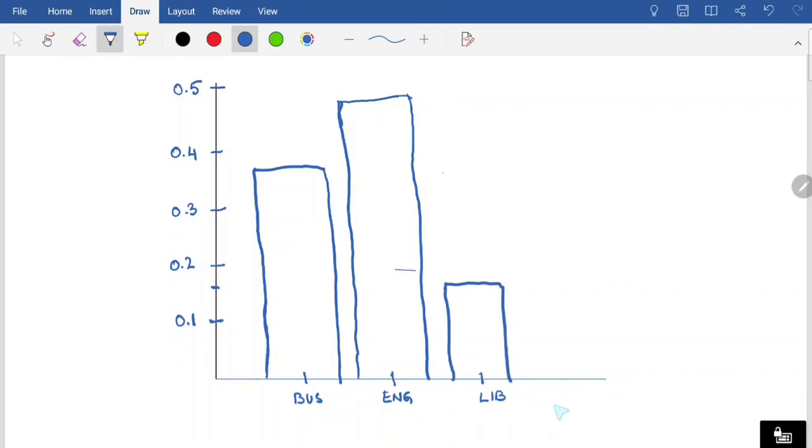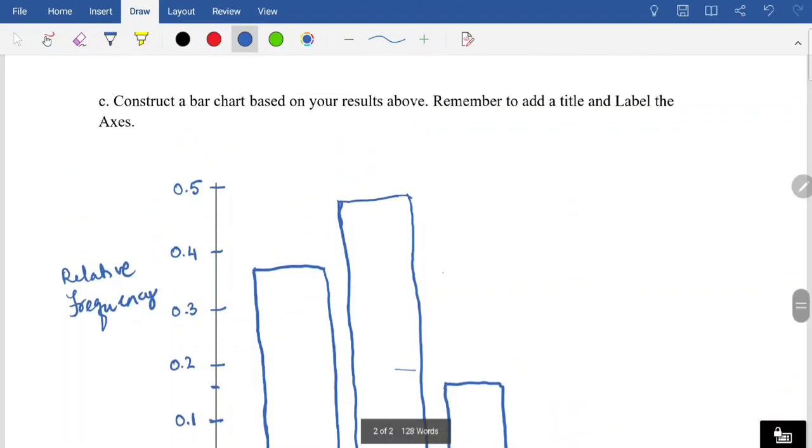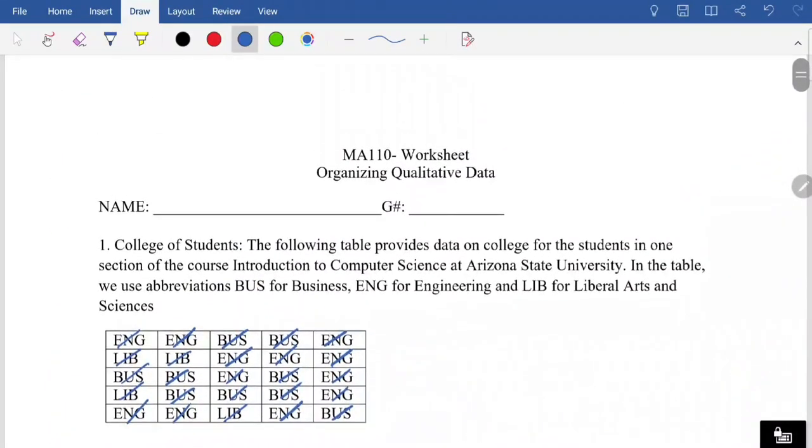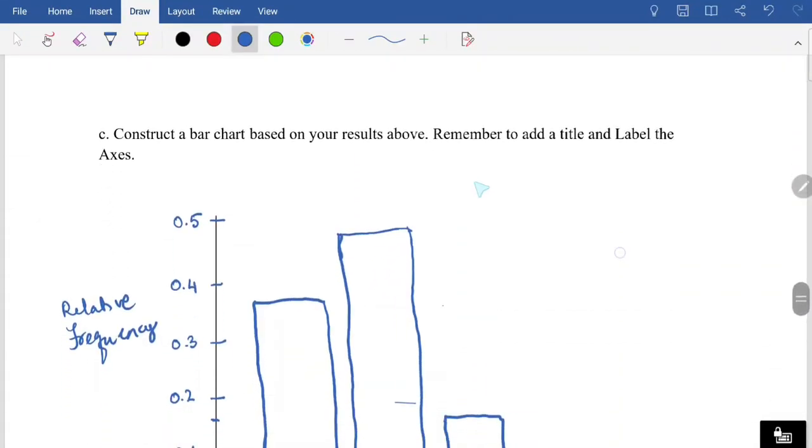So you have to label and add a title. So the x-axis represents the major, the y-axis the relative frequencies, relative frequency, and please add a title, which would be what? College majors. Okay, college majors of students at Arizona State University.